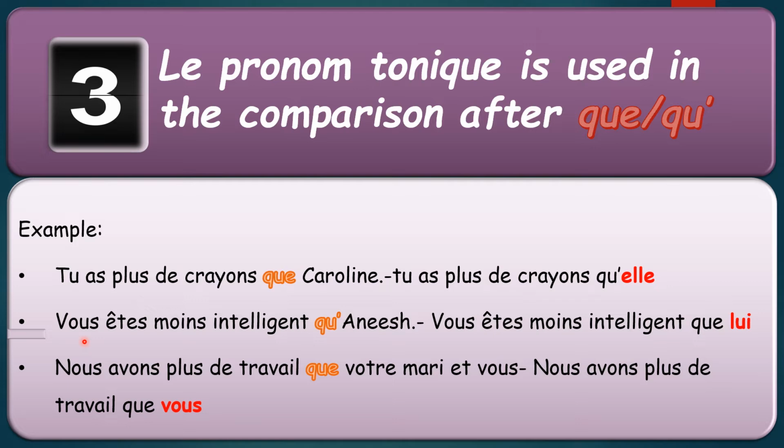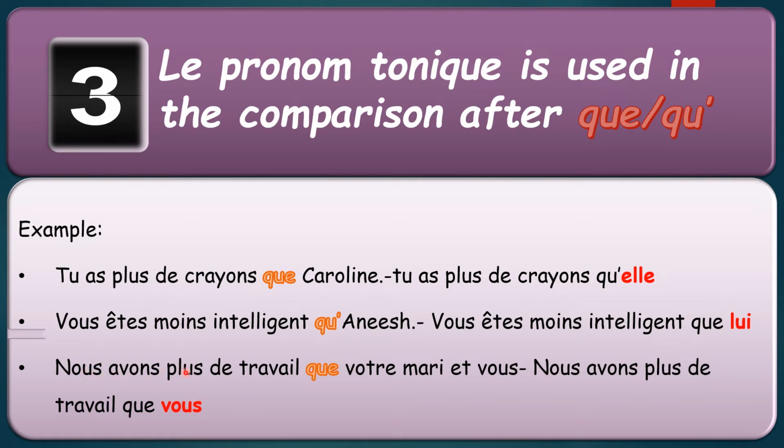Second, vous êtes moins intelligent que Kanish. You are less intelligent than Kanish. I'm comparing you with Kanish. To avoid Kanish, I will replace it with a pronom tonique. Vous êtes moins intelligent que lui. Kanish is masculine. He's a boy. That's why I'm replacing it with lui. If it's a girl, I would have replaced it with elle.